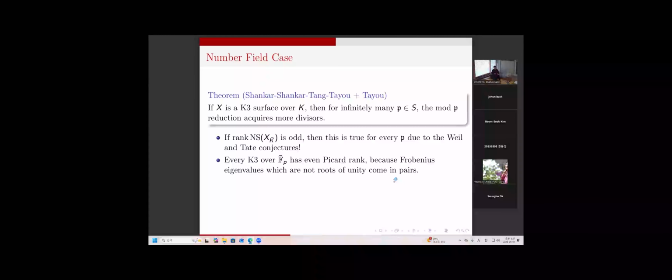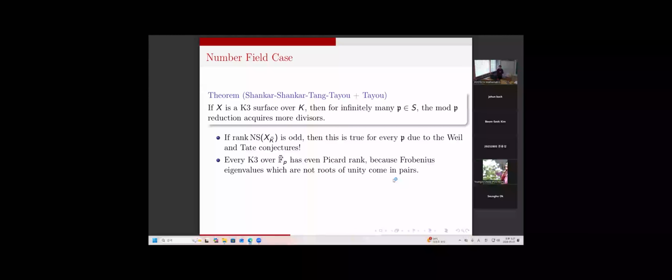Because the Frobenius eigenvalues, which are not roots of unity, always come in pairs by the Weil conjecture. If alpha is a Frobenius eigenvalue, then alpha inverse is also a Frobenius eigenvalue. So if alpha is not a root of unity, then neither is alpha inverse. So they always come in pairs.